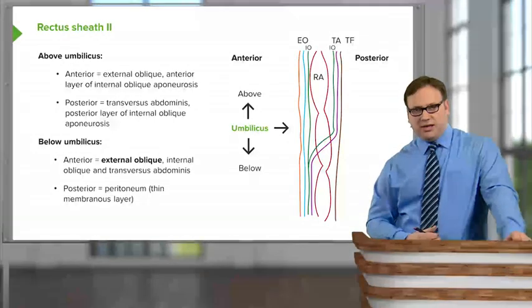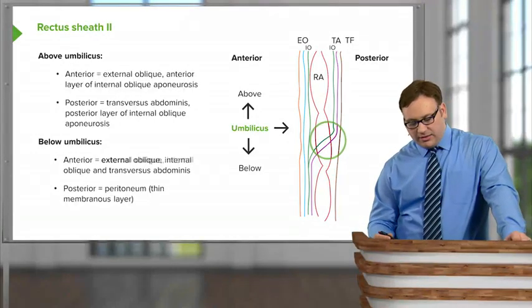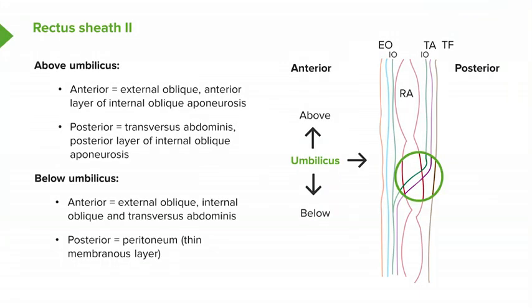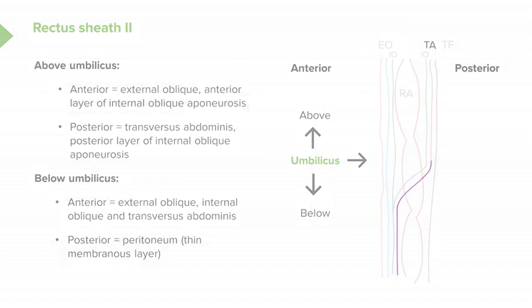Just below the umbilicus, we can see that rectus abdominis muscle penetrates these layers. So we can see rectus abdominis is penetrating these layers so that it actually pierces them and lies posterior to these layers. So now that we're below the umbilicus, you can see we have external oblique, internal oblique, the anterior and posterior lamina have merged, and we can see we have transverse abdominis.